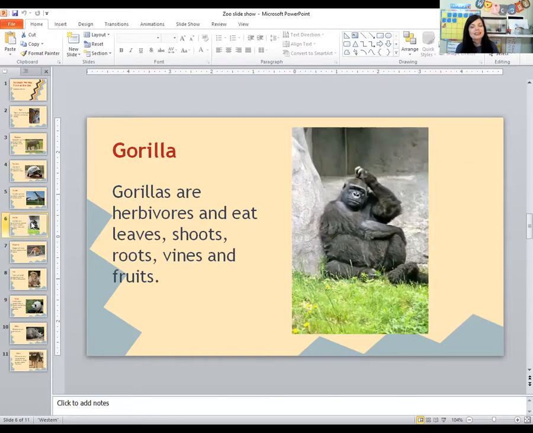What animal is this? It looks like a monkey. It's a big monkey. It's a gorilla. Gorillas are herbivores. Do you know what that means? It means they don't eat any meat. They eat leaves and shoots and roots and vines and fruits, but no meat.